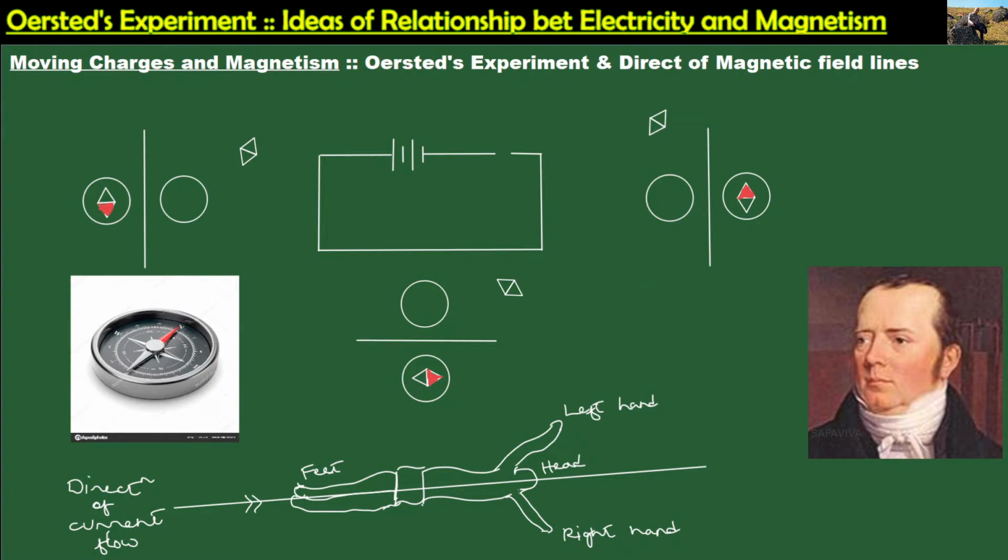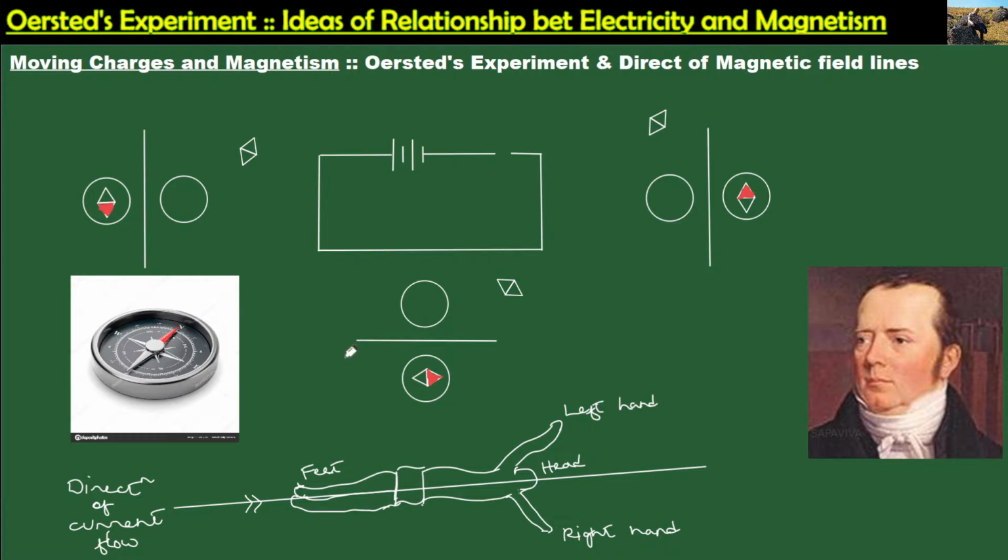In this teaching lesson, we will learn one important topic, which is Oersted's experiment, which is for finding the relation between electricity and magnetism. It comes from one chapter in your syllabus, which is for studying the motion of charges and magnetism.